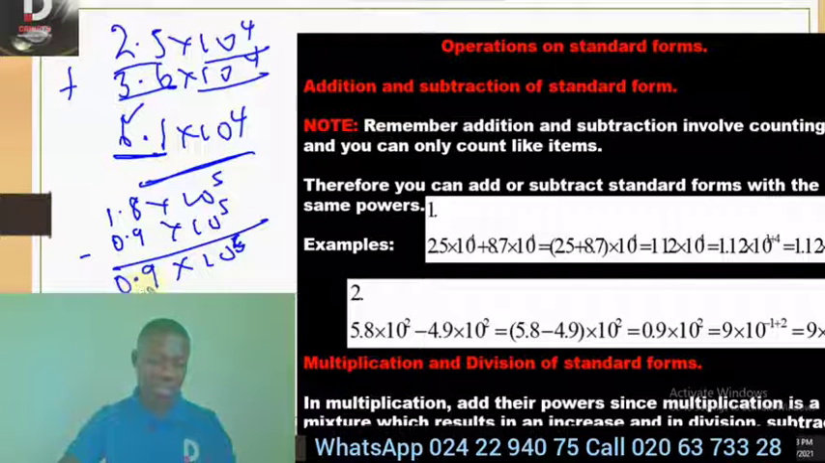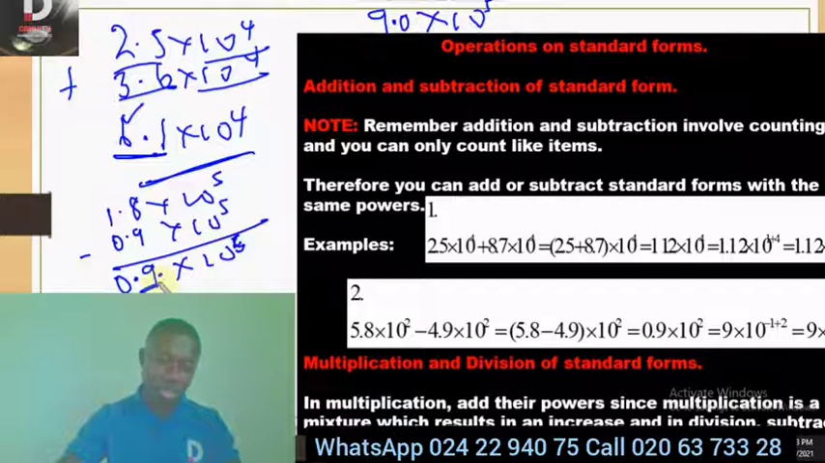But this is not in standard form. Watch. The point must be behind the first important number, not behind 0. 0 is not important. So my final answer is 9.0, which I can write as 9. So 9 times 10 to the power 5. Because the aim is to eliminate the zeros. So I can just write 9.0 or 9 times 10 to the power 5. It's the same.